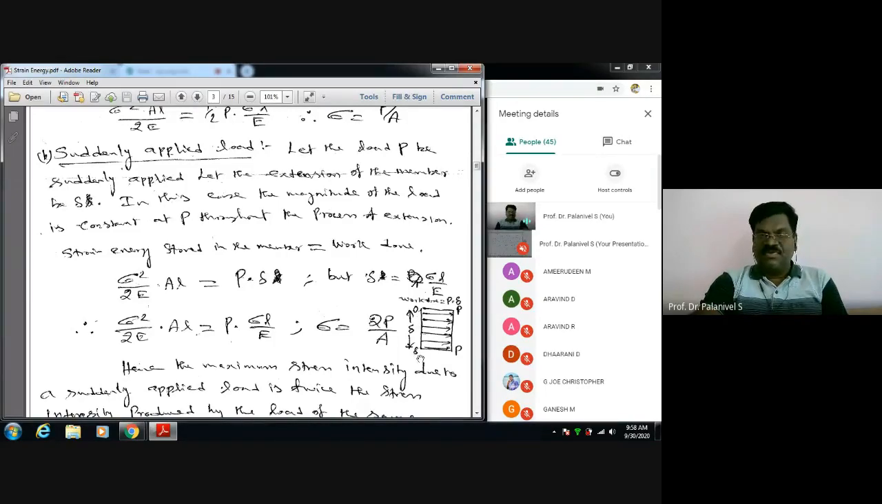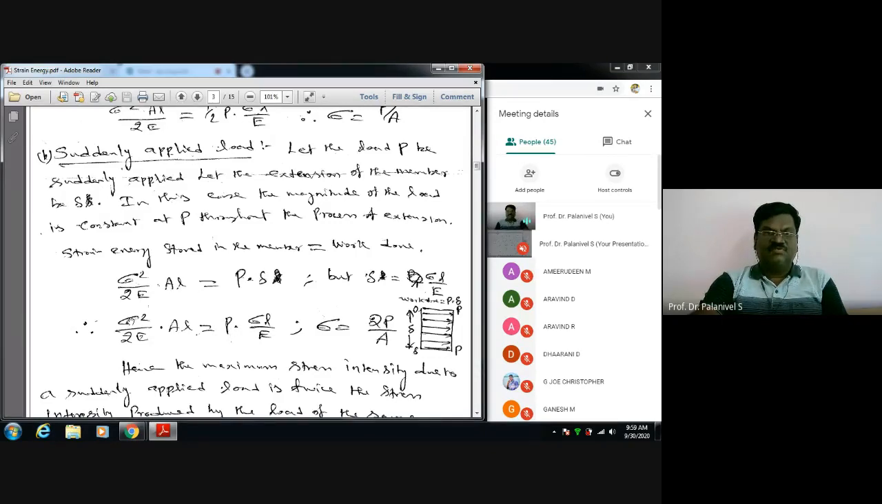During its deformation, the load is constant throughout because it is suddenly applied. Therefore, the work done is equal to P into del only, not half into P del. It is P into del only, because it's suddenly applied. Now, sigma square by 2E, the strain energy stored per unit volume, into AL, the volume of the body, gives the strain energy stored in the entire volume of the body, equal to P into del.